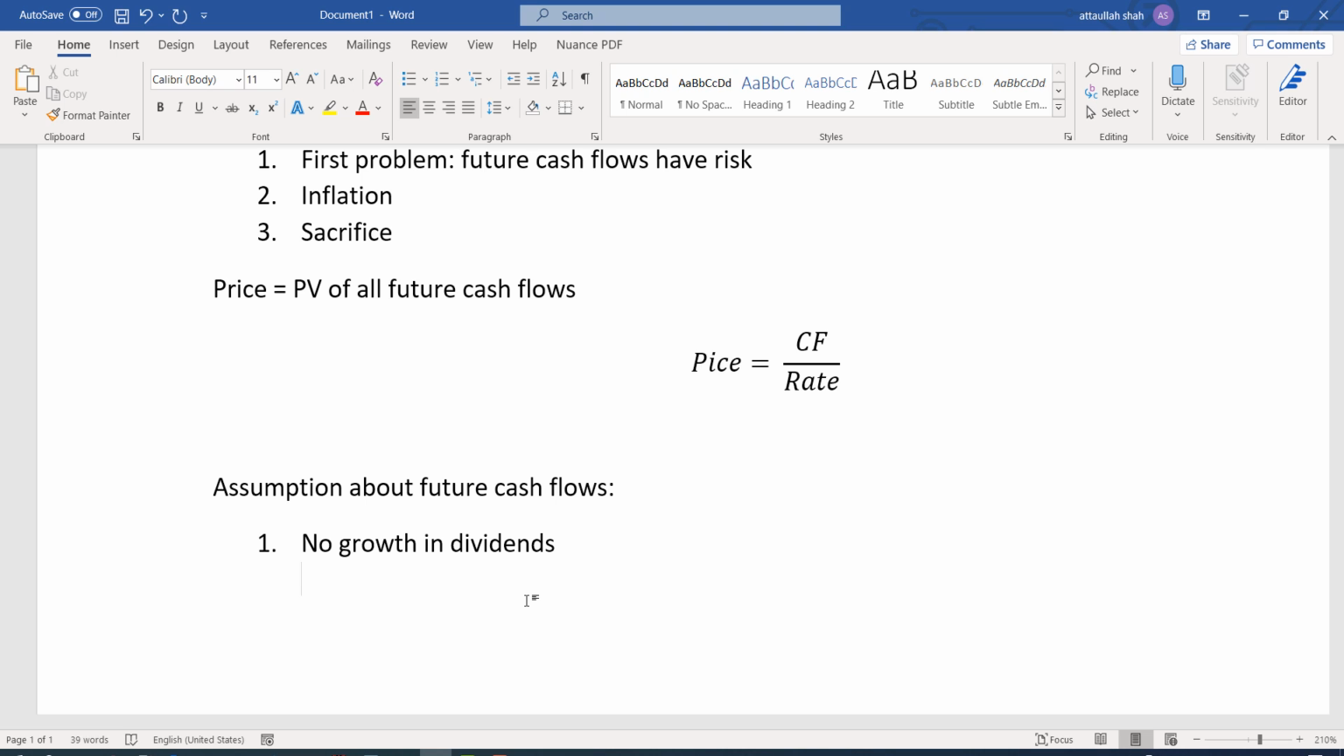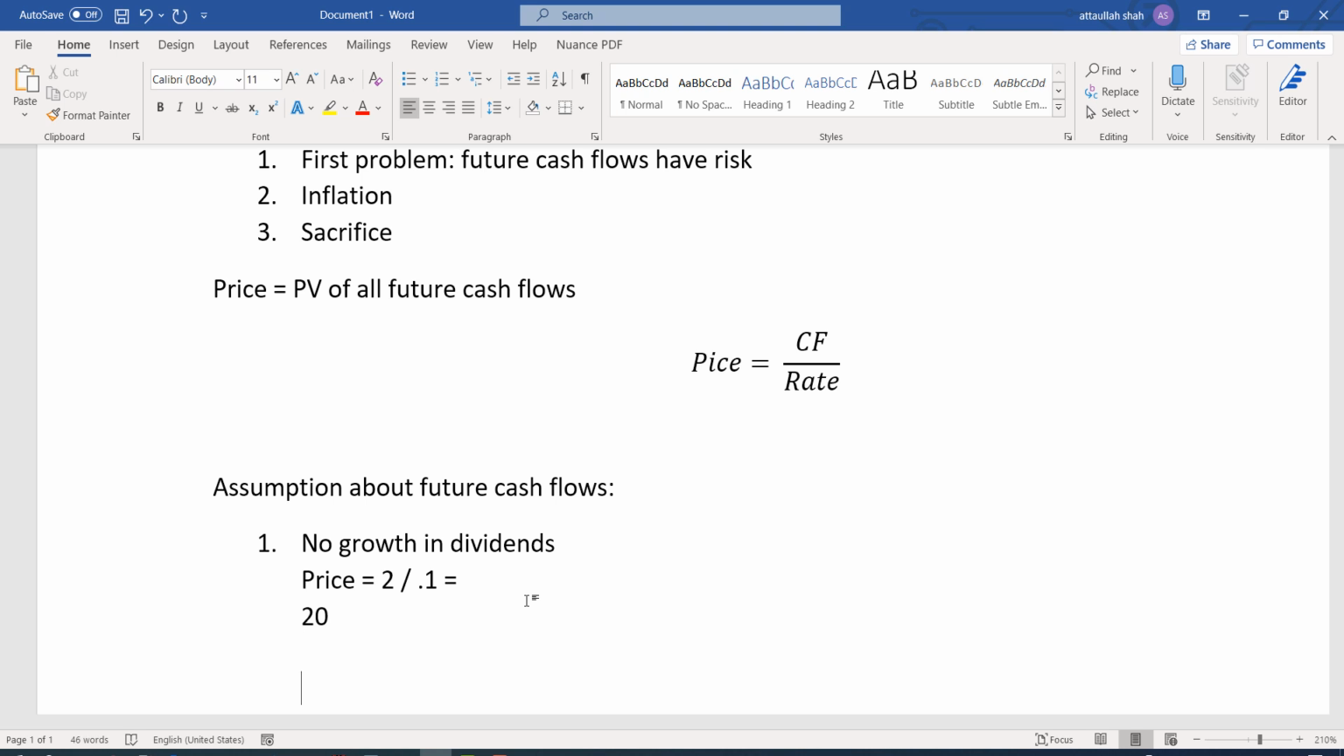So if the market price of the company is not given, we can find it by dividing the dividend per share by the discount rate that we have. So assume that the dividend per share is 2 rupees and the discount rate of this company is 0.1, 10%. The price of this company is equal to 20 rupees per share. Simple.